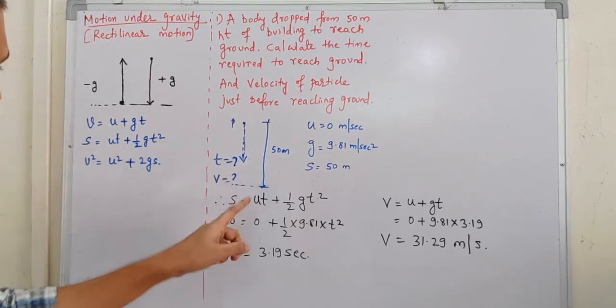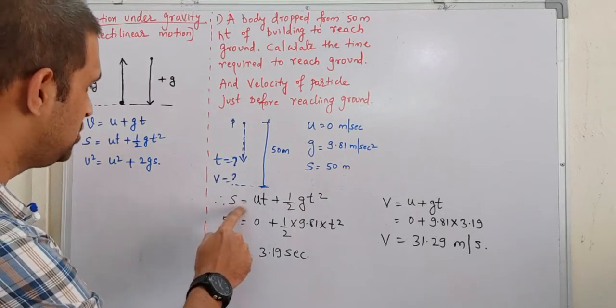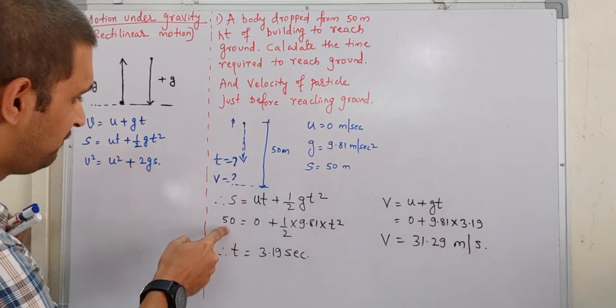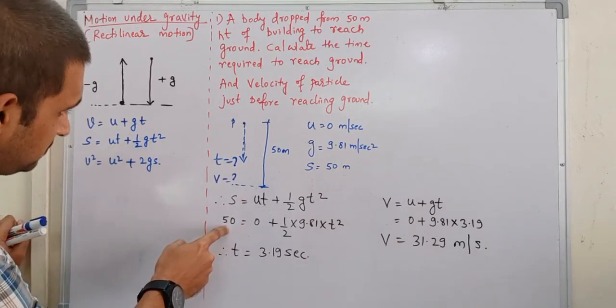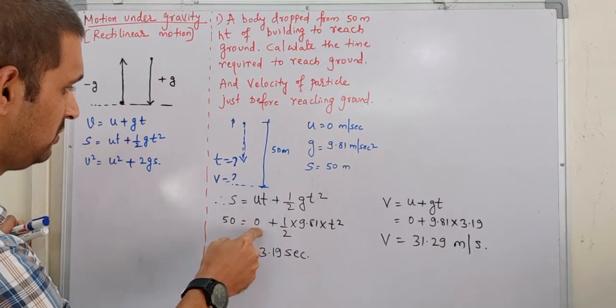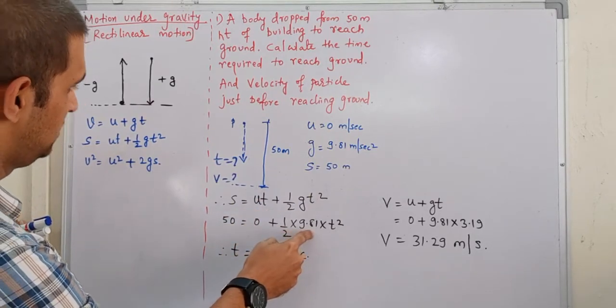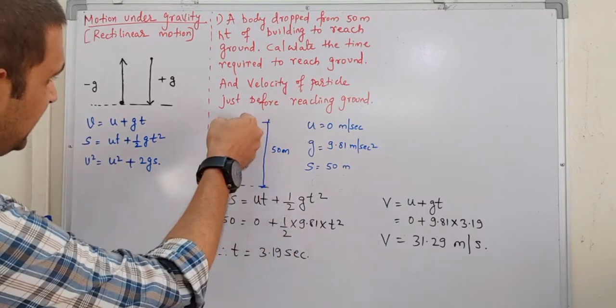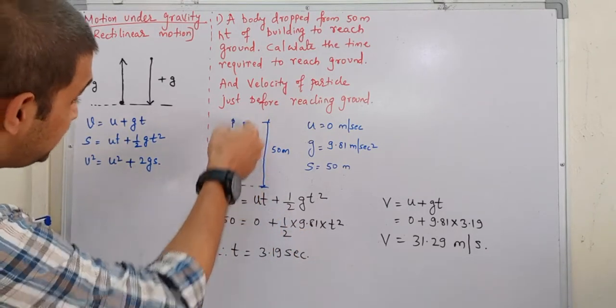Now again we are using the same basic equation: s is equal to ut plus half gt square. Here s will be the 50 meter distance traveled. The initial velocity I have told is 0, so this entire term becomes 0, plus 1 by 2 into g, and this is plus, you have to be careful, because the particle is reaching towards the ground.